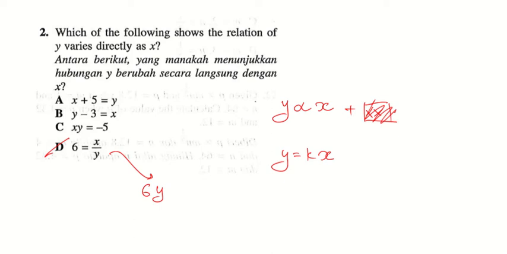Okay, let's continue with number 2. Which of the following shows the relation of y varies directly as x? So y varies directly as x. There's no number behind. So it could be y equals kx, which is 1, 2, 3, any number. So in this case, D is the answer. 6y equals x, y equals 1 over 6 times x. So the constant is 1 over 6. D is the answer.